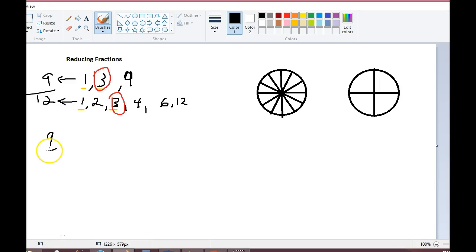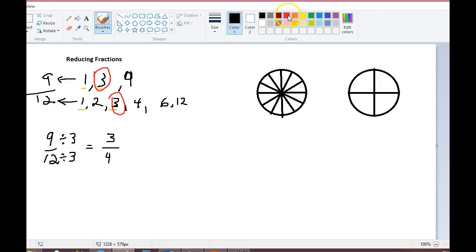So here's how it looks. 9 over 12. Let's divide each of those numbers by 3. And we're not changing the value of this fraction because we're dividing by 3 over 3, which is like dividing by 1, which is not changing anything. So we look across the numerator. 9 divided by 3 is 3. And 12 divided by 3 is 4. So these two fractions are equal.